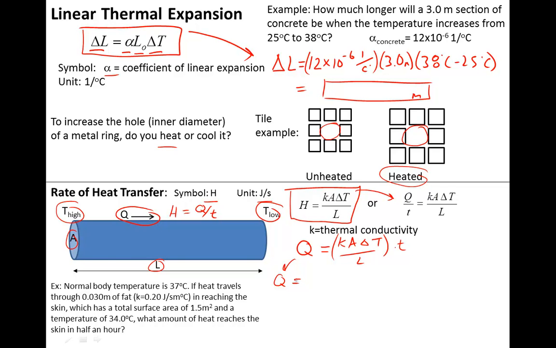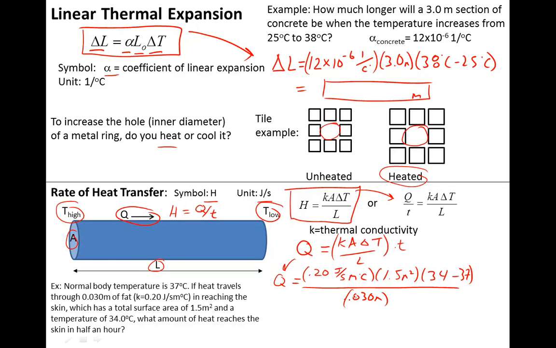Again, it's solved for heat. Our thermal conductivity value is 0.20 joules per second meter degrees Celsius, times our area, which in this case is 1.5 meters squared, times our change in temperature. So we always go final minus initial. In this case, the final temperature is 34, the initial is 37, and then I divide that by the length of the object, which is 0.030 meters.